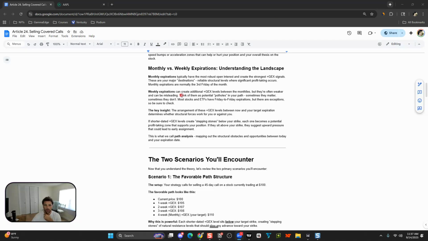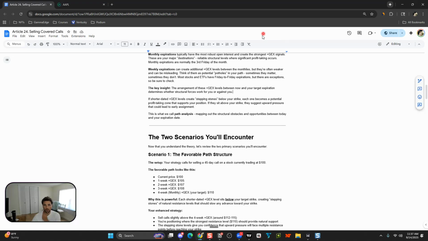Going back to the weekly expirations, think of these as potential potholes in your path. Sometimes they matter, sometimes they don't. Unfortunately, trading is not black and white. There's a lot of gray that we have to navigate. And the key insight from all this is that the arrangement of these plus GEX levels between now and your target expiration determines whether structural forces are working with you or against you.